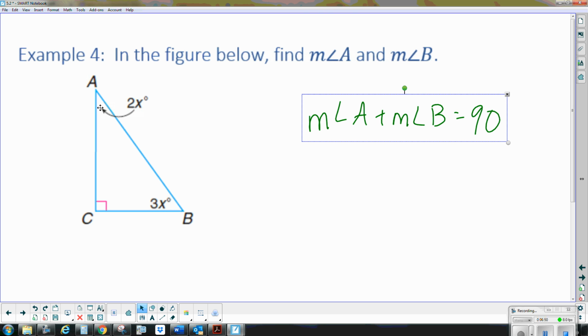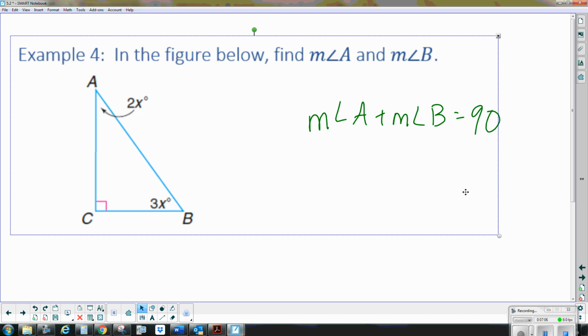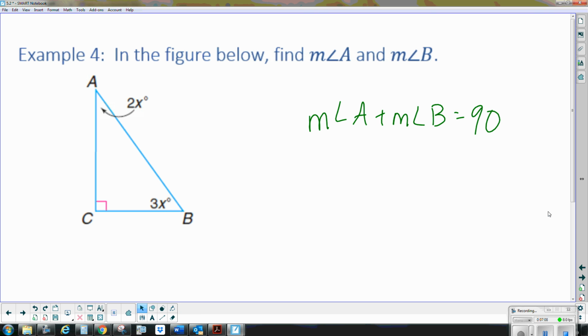So in this first example, I have the measure of angle A and the measure of angle B is what I'm looking for. And I see that these are two acute angles within a right triangle where the right angle is angle C. So I know that the measure of angle A plus the measure of angle B is equal to 90. I also have an expression for angle A. Angle A is 2x and angle B is 3x.